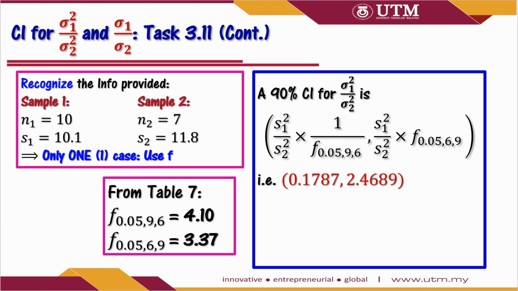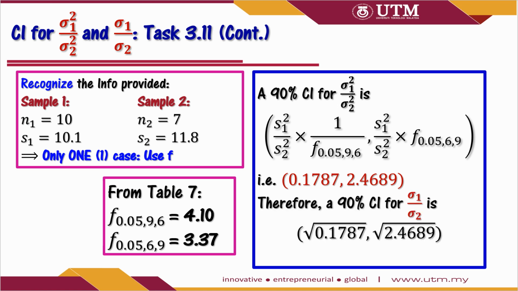Therefore, the 90% confidence interval for sigma 1 over sigma 2, which is the ratio of two population standard deviations, is the square root of 0.1787 and the square root of 2.4689, which gives us the final answer, that is 0.4227 and 1.5713.